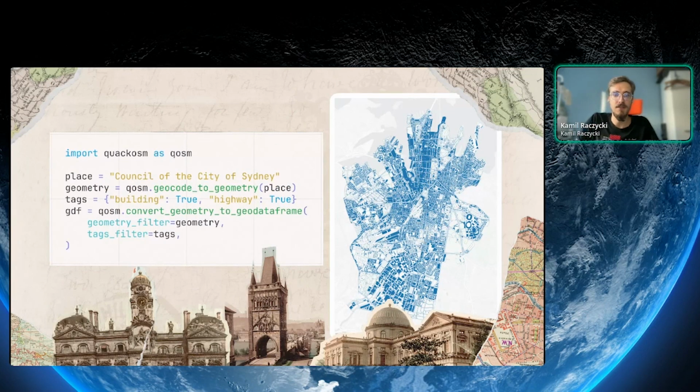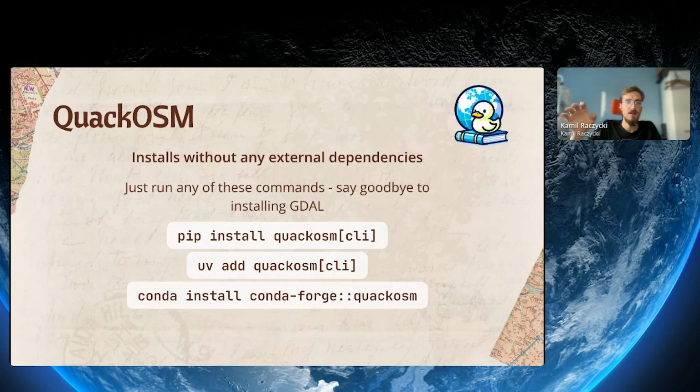And here you can see the previous query that I used in OSMnx. So here it is in QuackOSM. Basically, I also define a place, city of Sydney. I geocode it to geometry. I define those tags filter, and then run convert geometry to GeoDataFrame and get basically the same result as OSMnx. QuackOSM installs without any external dependencies. You can just run pip install or conda install, and it has a CLI as well.